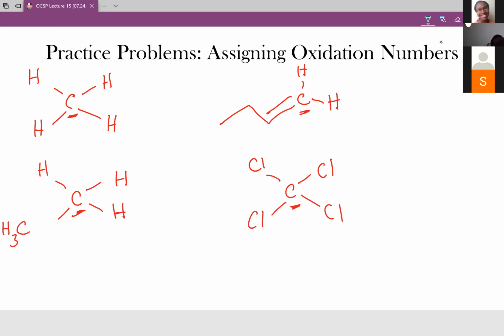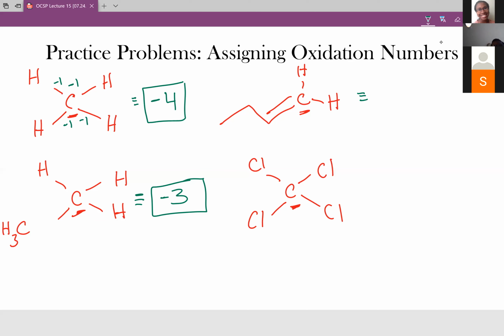I guess I'll do the first one. Is it -4? Yes, it is. Exactly, right? We've got four -1s from each of the hydrogens. All right. Does anyone want to do the bottom left? -3. Yep, exactly. Okay, what about the top right? -2. Mm-hmm. And then what about the bottom right? +4. Yeah.